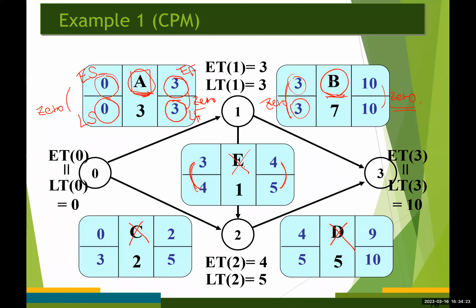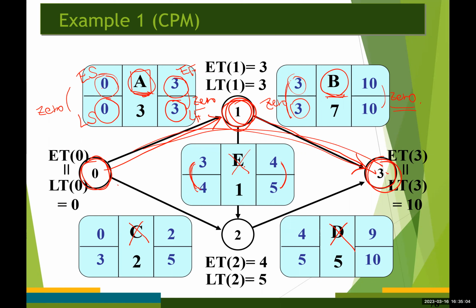And in this case, the path 0, 1, and 3 is going to be the critical path for this example problem. Just to let you know, it's possible for a network to have more than one critical path. And also, the critical path in any project network is the longest path from the start node to the finish node.